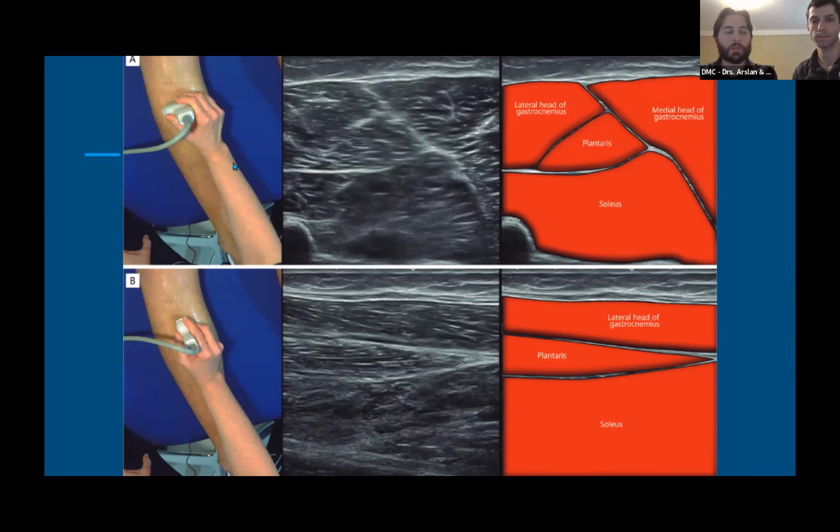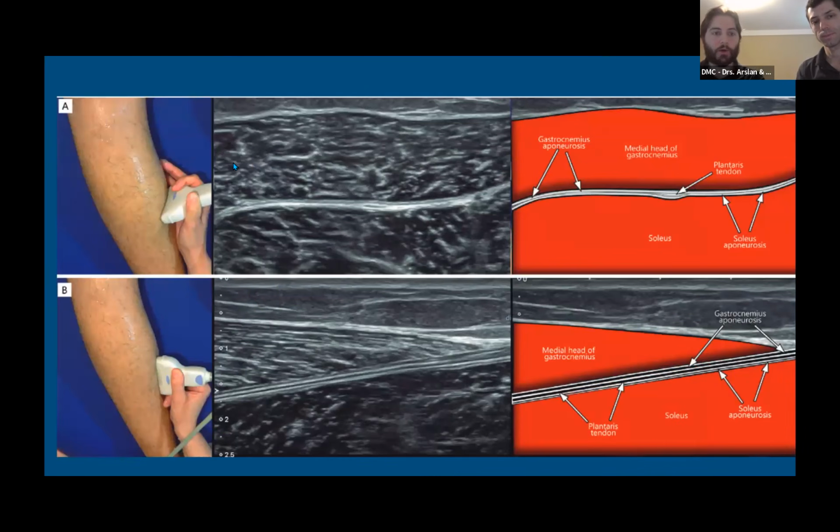We switch to the long axis view and scan across the width of all this musculature, looking for any abnormality or disruption of the fibrous continuity. As we move more distally down the calf, you can see that we're no longer able to visualize the muscle belly of the plantaris muscle. The muscle bellies that we're visualizing here are the medial gastroc and soleus, and the tendon of the plantaris muscle can be seen both on short and long axis, lying in between the aponeurosis of the soleus and the gastrocnemius.